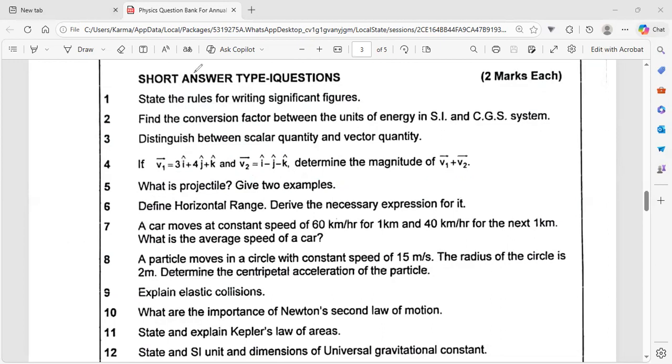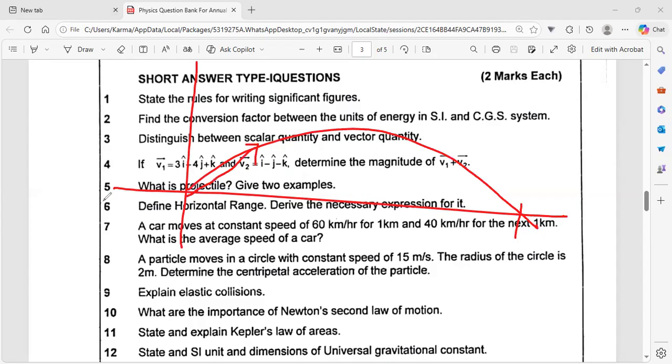What is the horizontal range? Distance covered on the horizontal by a projectile is called the horizontal range. Derive the expression for it. Let's say it's been thrown with velocity v, and theta is the angle. So v cos theta is the velocity along the x-axis. The time required to complete the particular motion is the time of flight. So v cos theta into time of flight is going to be the horizontal range.